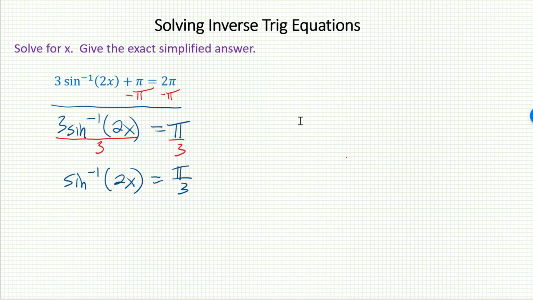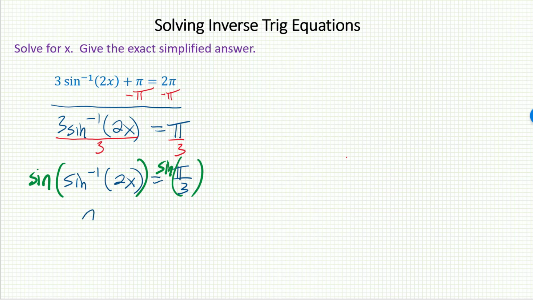Well, since the sine inverse function is a restricted function, I know there's only going to be one answer here. I can undo it by simply using the sine function. In other words, I can take the sine of each side. Why haven't we been doing something like that with the regular trig equations? Well, because the regular trig functions are periodic. There's multiple solutions. But the sine inverse function is restricted, so I'm safe.